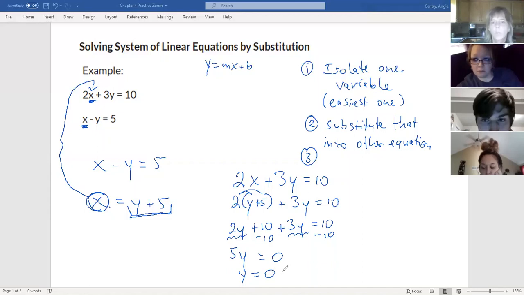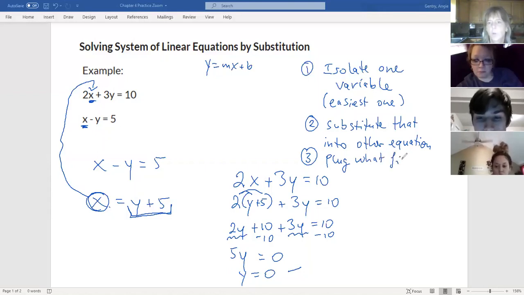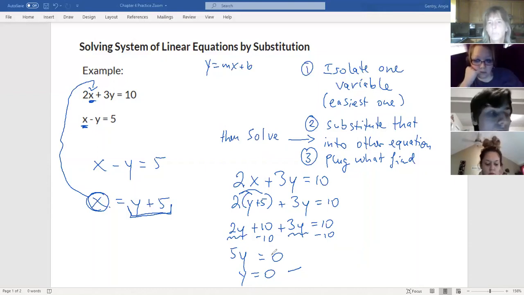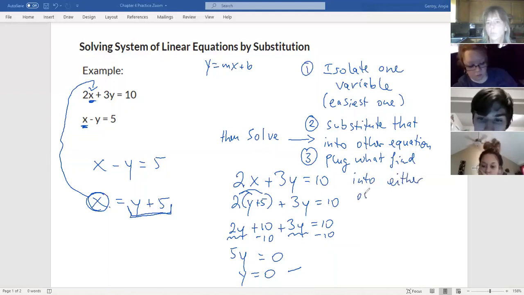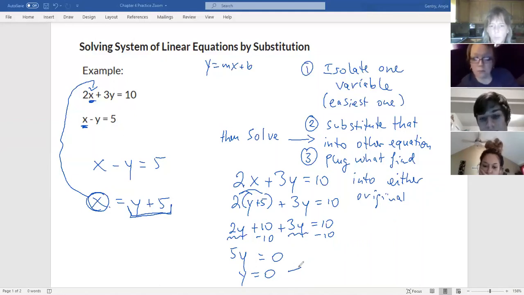So now you plug what you find, right? Oh, I have here, I should have said this. On number 2, solve, right? That's what I did here. And then you plug what you find into either original. So this isn't pretty, but whatever.